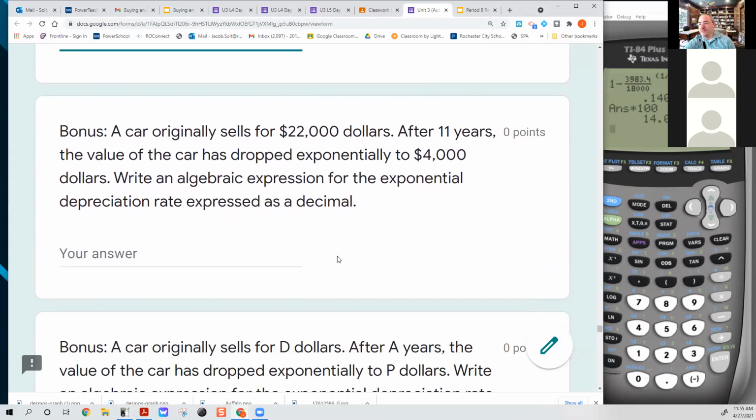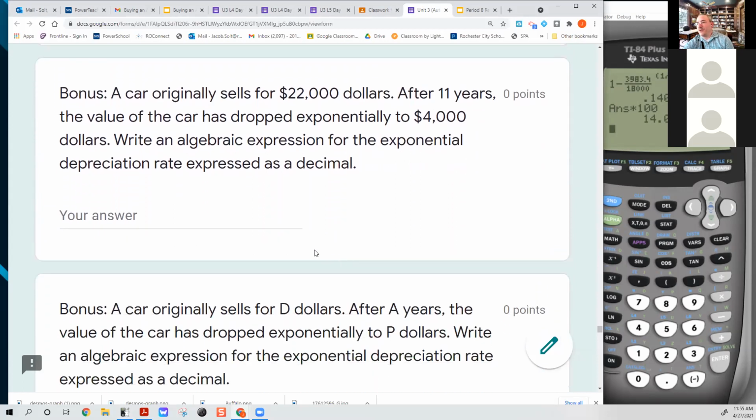I am not going to do these bonus questions, or maybe I will talk about them. Basically what I'm going to do is have you write the equation out in a straight line. So this is going to be a little more challenging. The car originally sells for $22,000. So 1 minus an original price. I'm sorry, no, the now price divided by original price, right? And then raised to the power of 1 divided by years. That's the general formula that I'm getting.